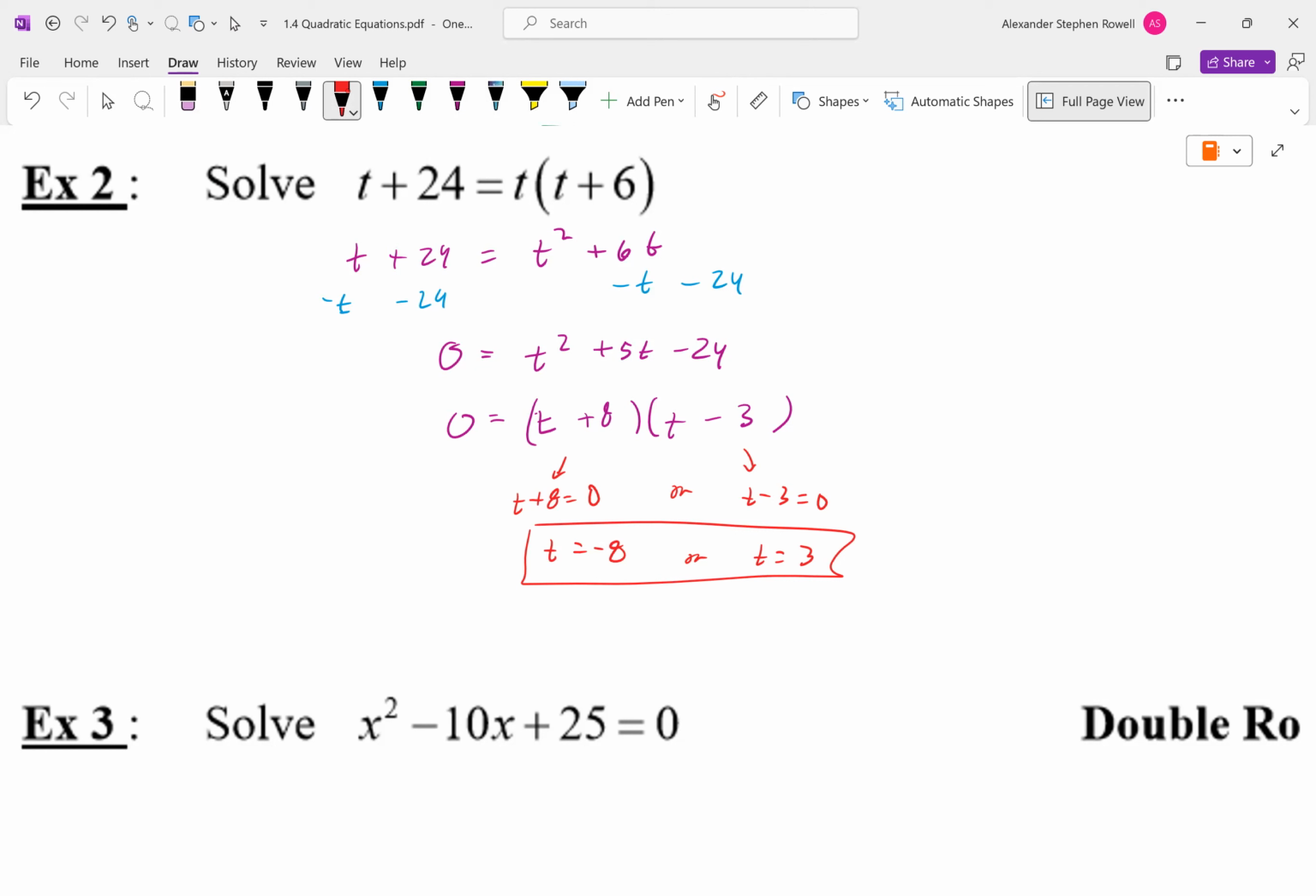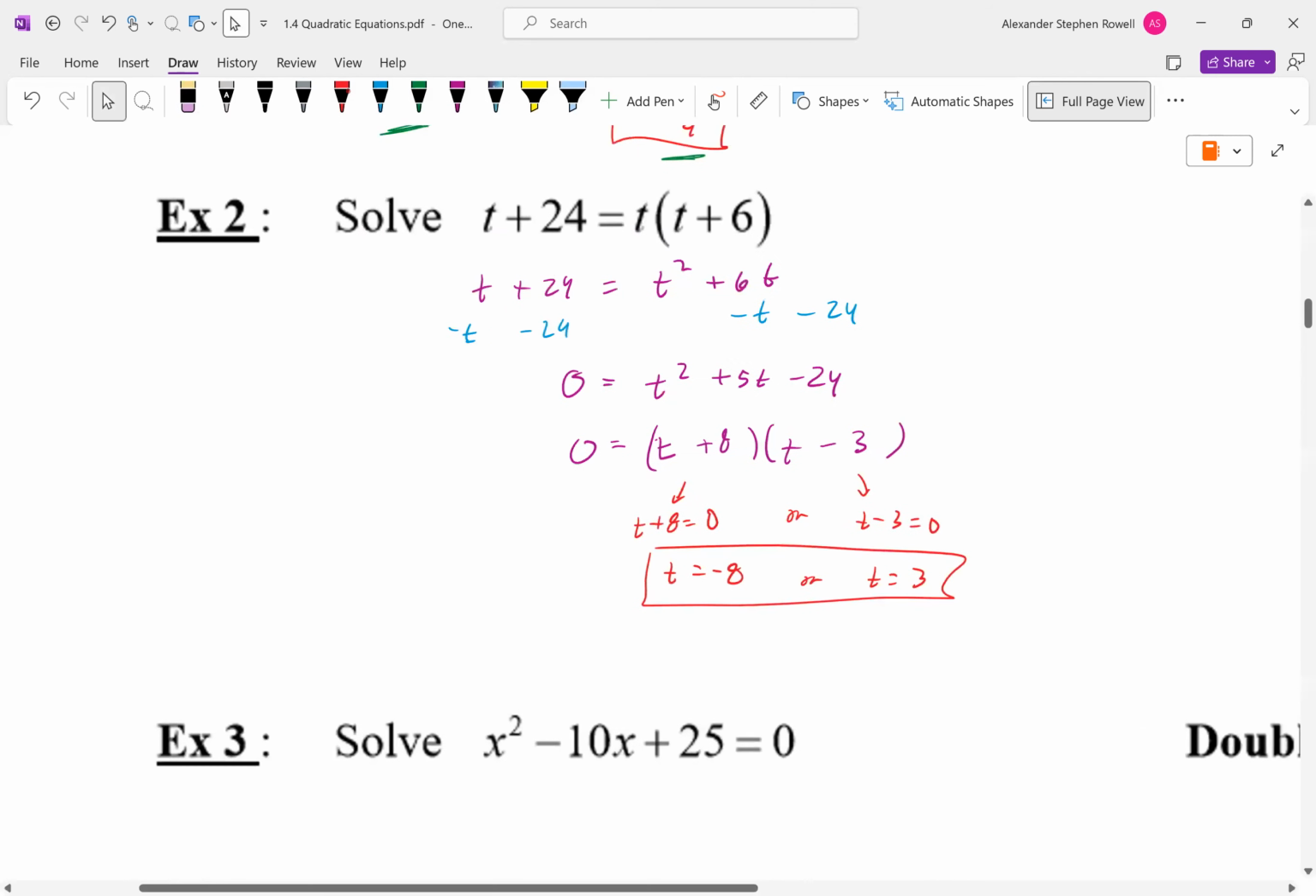What does it mean if I plug in one of these numbers in the original equation and I get a false statement? It would mean that I did something wrong, right? Okay, any questions about this?